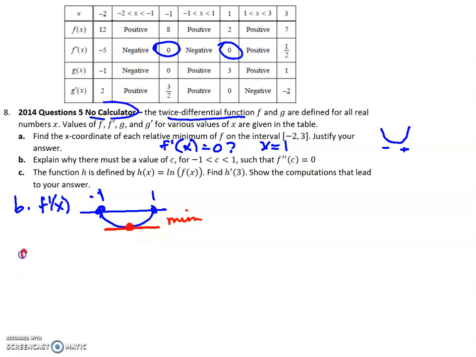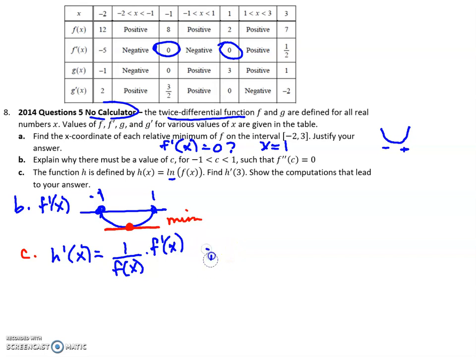Okay, for C, the function h is defined by this. Find h prime of 3 and show your computations that lead there. Okay, so, well, first of all, I need to find h prime of x. So I have composition. This is a chain rule, guys, remember? So I have to start on the outside. So the derivative of ln is 1 over what's inside, and then times the derivative of what's inside.